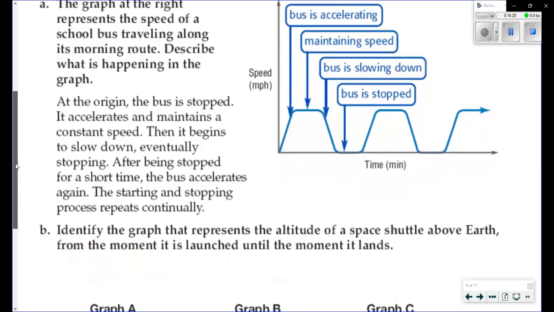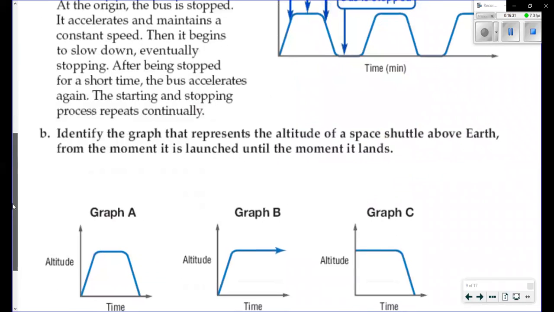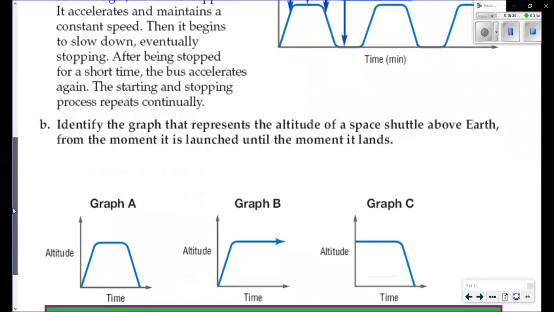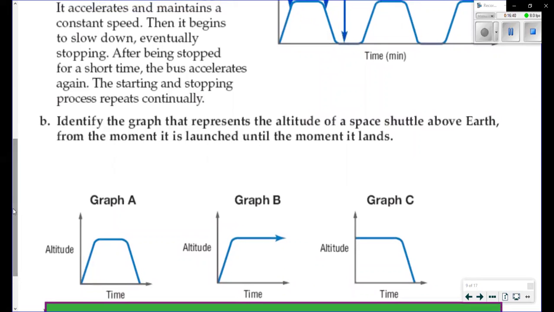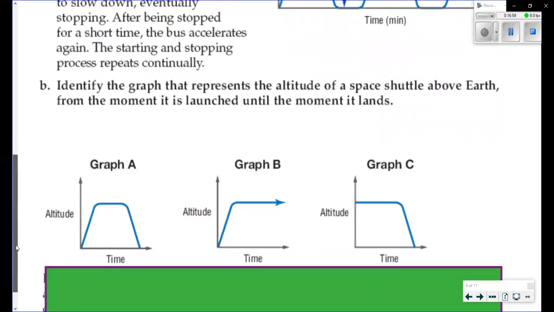All right, so now the next one, it says, identify a graph that represents the altitude of the space shuttle above Earth from the moment it is launched until the moment it lands. So we have 3 graphs, and it's showing time and altitude. Altitude is height. So now we need to find a graph that represents the moment that the space shuttle launched, and then it comes back to Earth. So which one would be the best one? Graph A, B, or C?